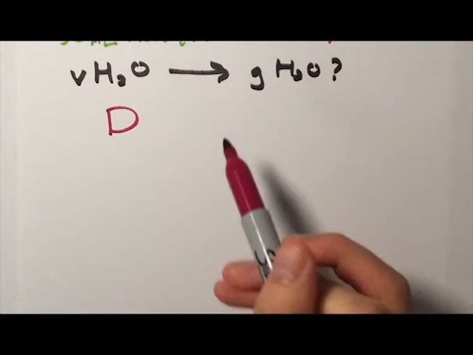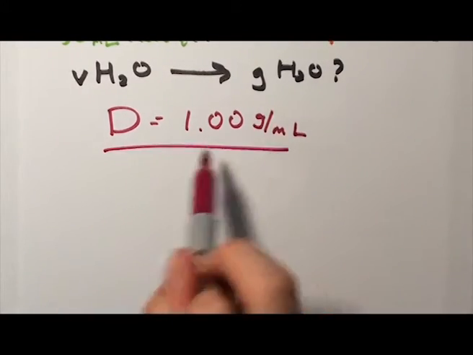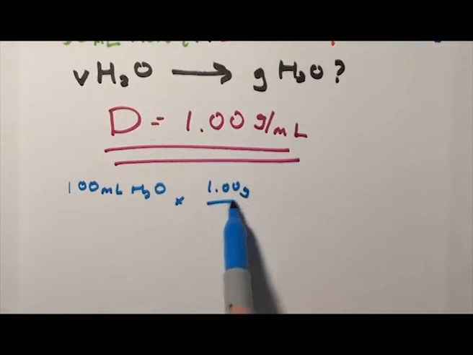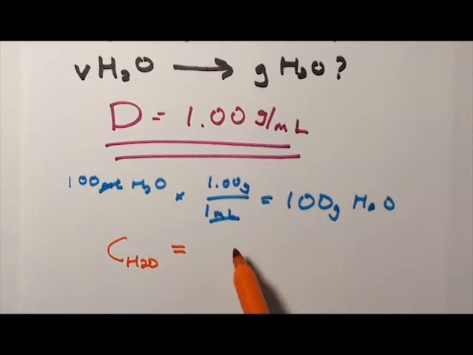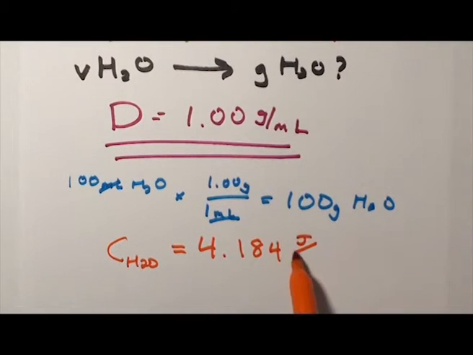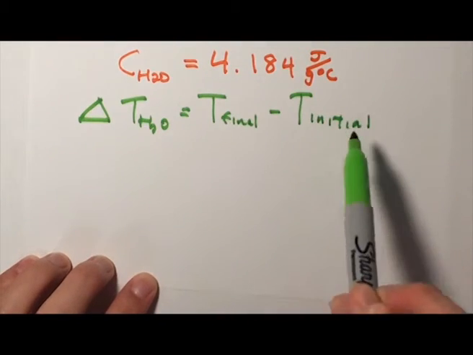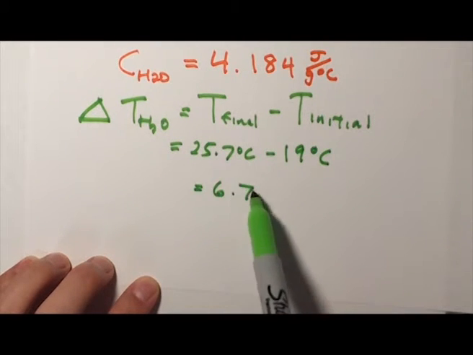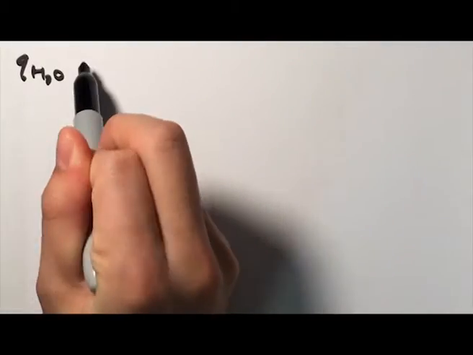Assuming the densities of the solutions are the same as for water, which is 1.00 grams per milliliter, 100 milliliters of solution equals 100 grams of solution. The specific heat capacity of water equals 4.184 joules per gram degrees Celsius. The initial temperature is 19 degrees Celsius, and the final temperature is 25.7 degrees Celsius, so delta T equals 6.7 degrees Celsius. Now we just have to input the values in the equation.